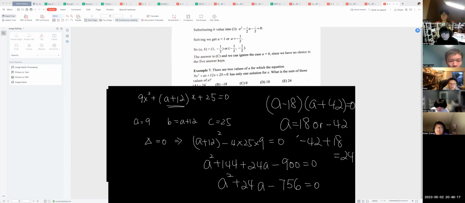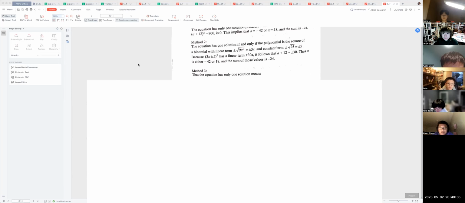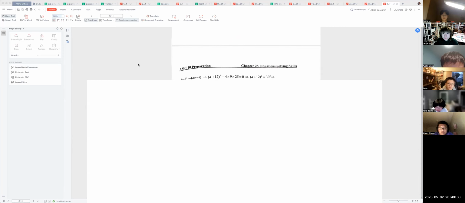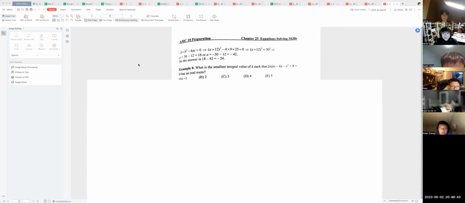The one who gave me 18 probably thought a must be positive. Okay, that's the problem. So we're going to move forward to number 8. What is the smallest integral value for k such that 2x times kx minus 6 minus x squared plus 8 has no real roots?